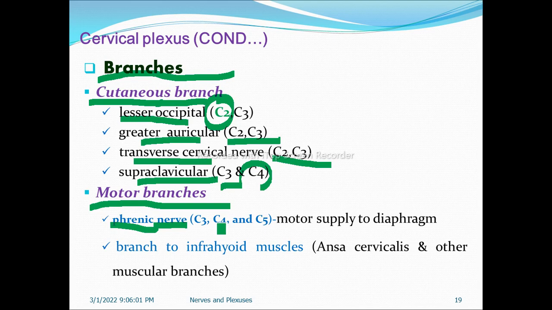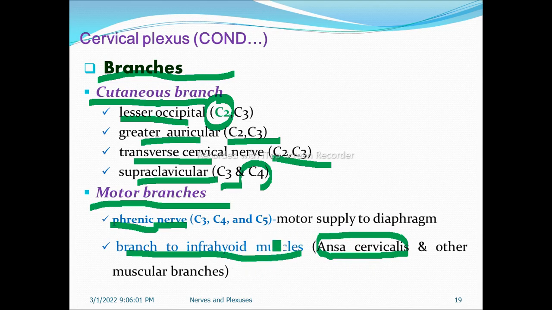This nerve gives motor supply to the diaphragm, whereas there is also a branch to the infrahyoid muscles. From that we supply the infrahyoid muscles. So this is the ansa cervicalis. Ansa cervicalis is a loop nerve. This is a motor branch to all infrahyoid muscles except the thyrohyoid muscle. Whereas the thyrohyoid muscle is supplied by a separate C1 nerve, which is carried by the hypoglossal nerve.